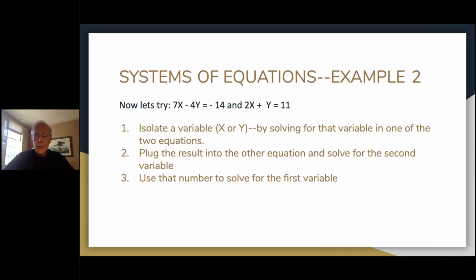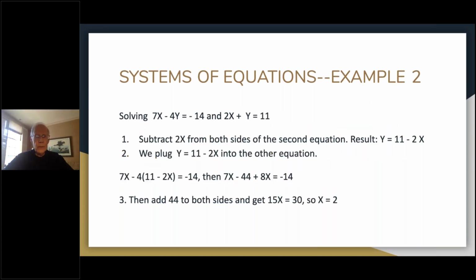The first thing we have to do is isolate a variable, x or y, by solving for that variable in one of those two equations. We plug the result into the other equation and solve for the second variable. Then we use that number to solve for the first variable. So which one should we do?